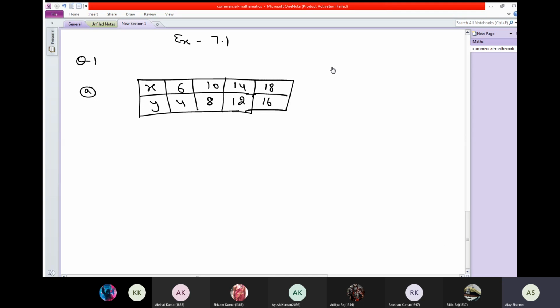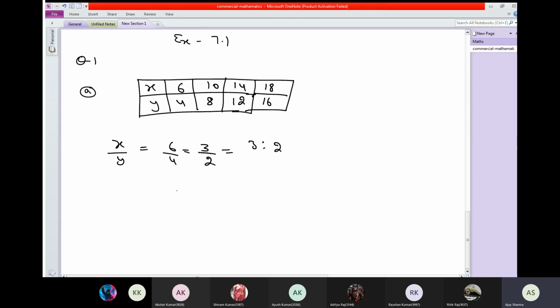Okay, let's continue. Now, in this way, what do we have to do? We have to find whether these x and y vary directly or not. Directly means their ratio must be the same. Now, find the ratio of x to y. First one, 6 by 4. It will be 3 by 2, and the ratio is 3 to 2.